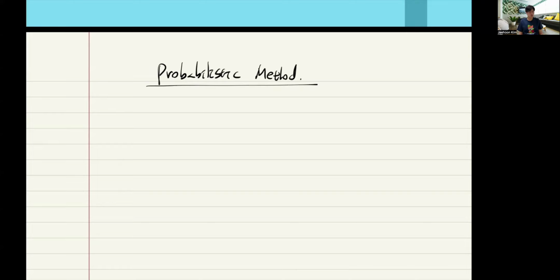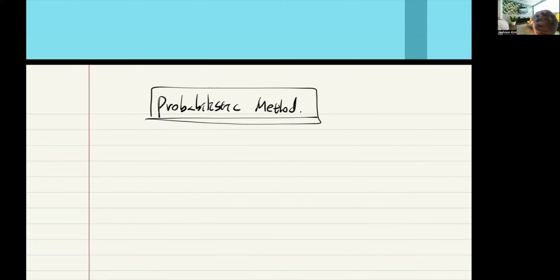Now we want to learn about the probabilistic method. Our first goal is to prove a lower bound on the Ramsey number that we introduced before, and we will use this probabilistic method. And what is this probabilistic method? This is weighted counting.